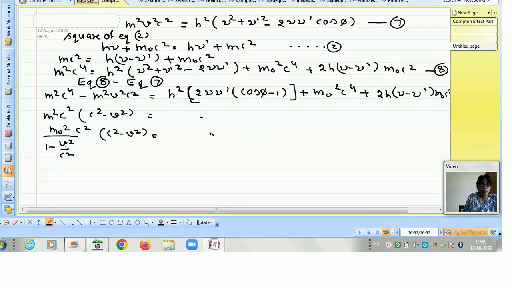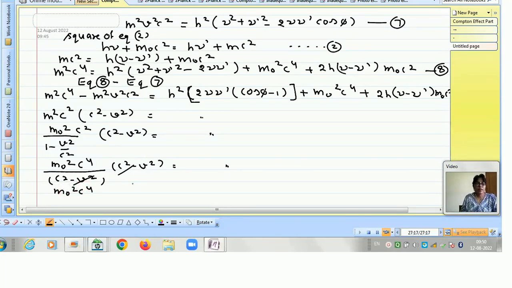So it is c square minus v square here, and c square will go in the numerator, so it will become m naught square c to the power 4, and then divided by c square minus v square, and here within bracket we have c square minus v square. So this c square minus v square gets cancelled, and we are left with only m naught square c to the power 4. So our left hand side is m naught square c to the power 4.